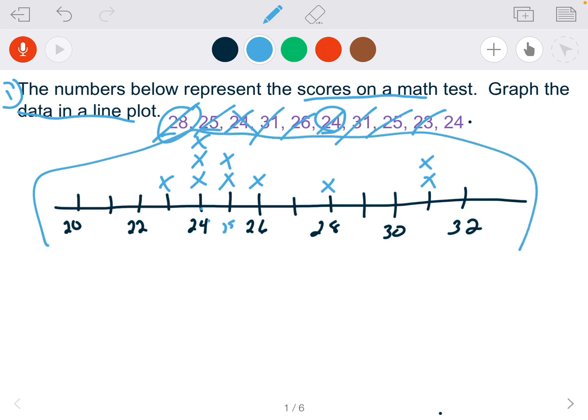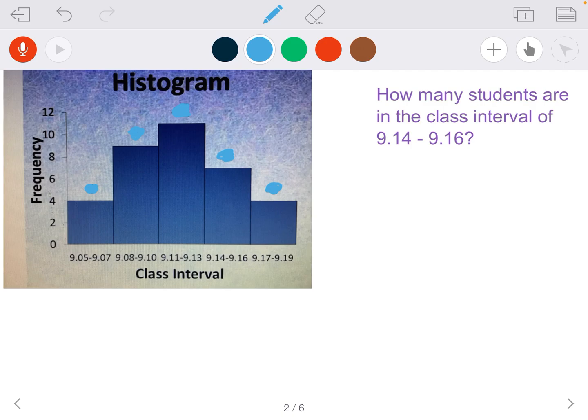So looking at the line plot, that's what you're looking for. Answer number 1 and then move on to number 2.